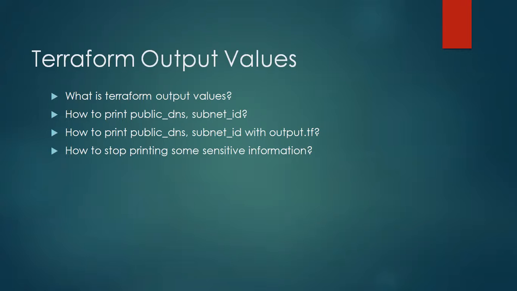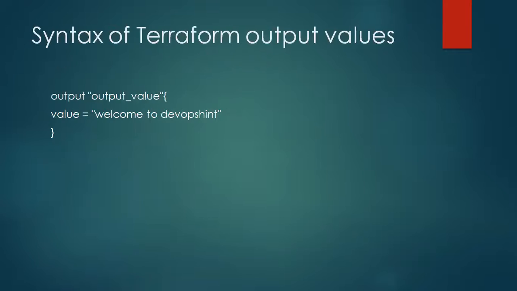So firstly, what is Terraform output values? In easy language, we can say that Terraform output values are used to print. So here is the syntax of Terraform output values. Firstly, you need to define the keyword output and then you need to define some meaningful name. So here I define the name output value and you can put any message inside the value. When we run the apply command, it prints the message welcome to DevOps Hint. So now firstly we are going to take how to print public DNS and subnet ID.